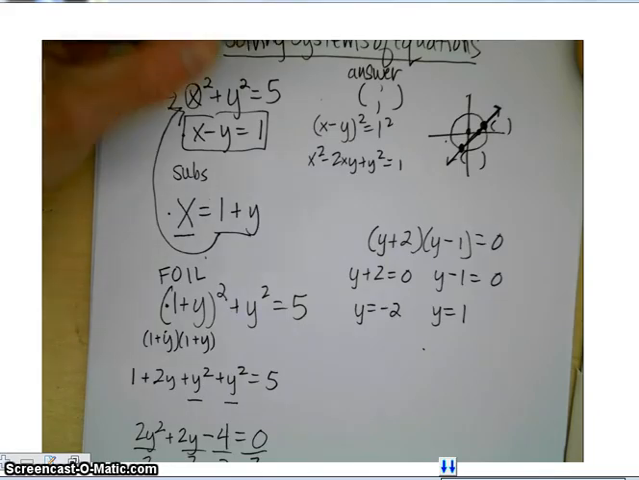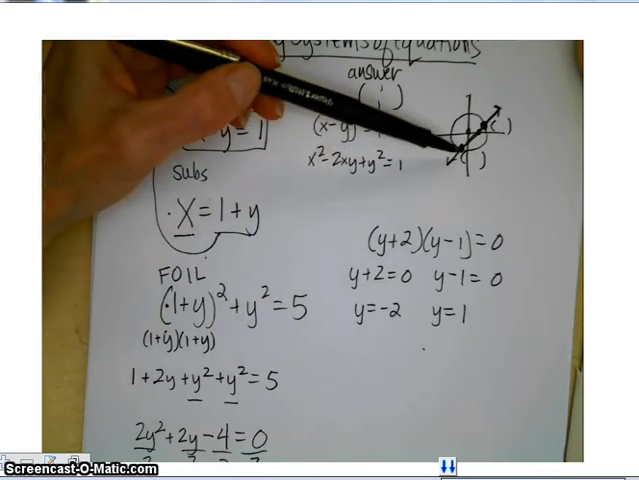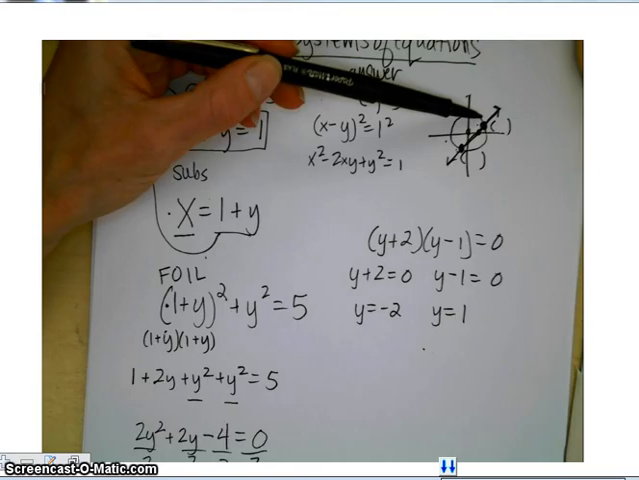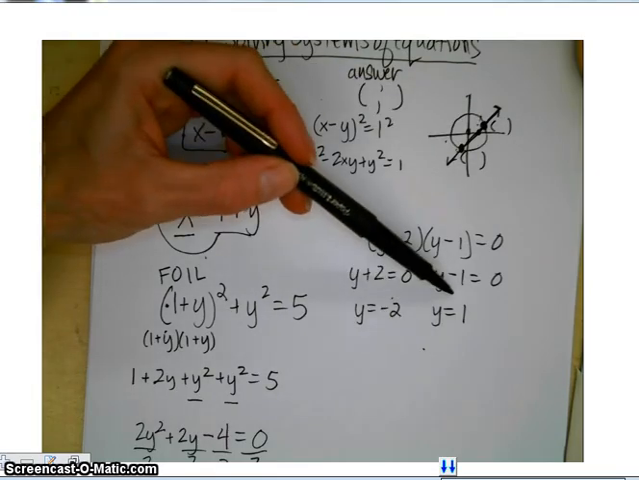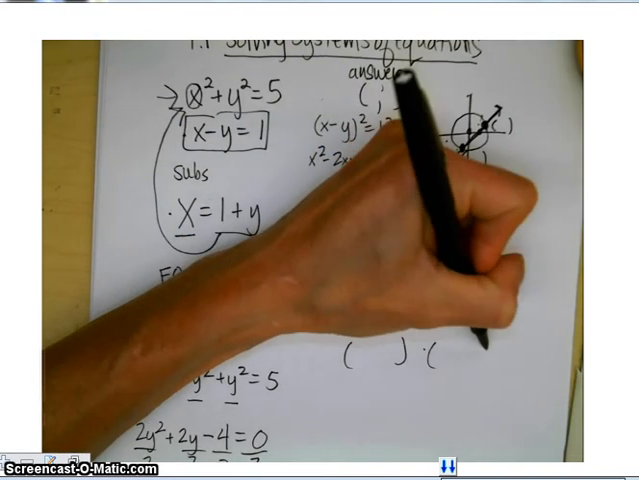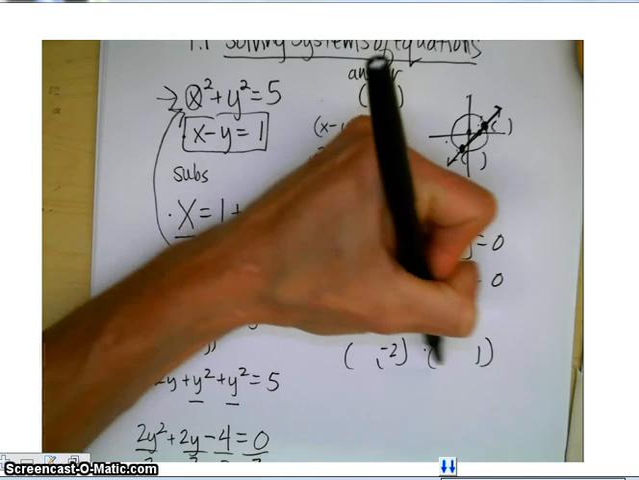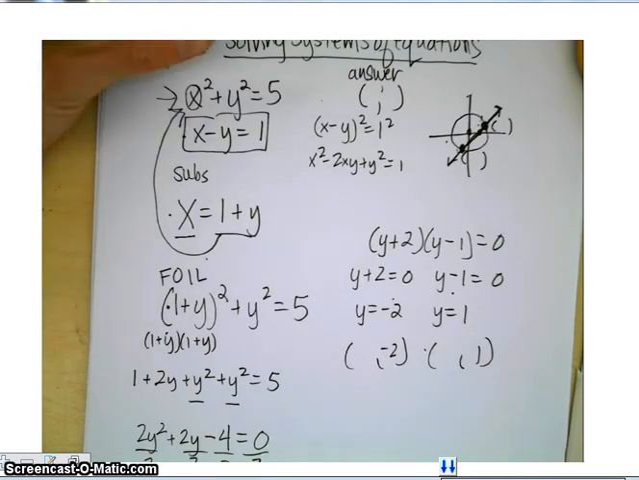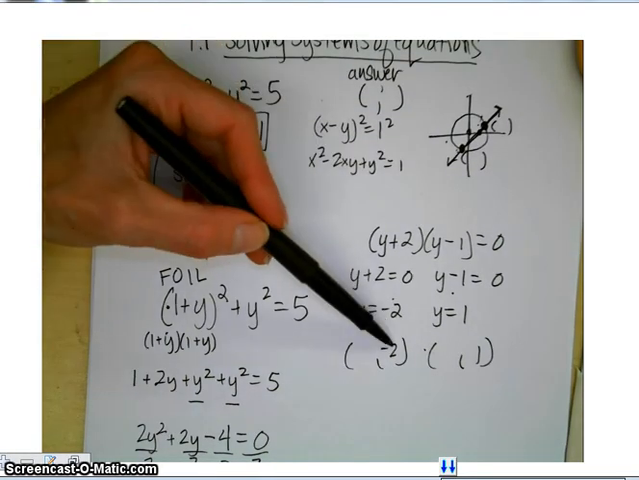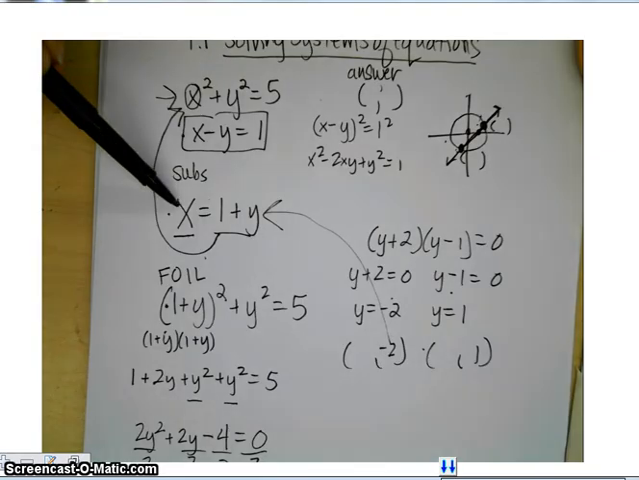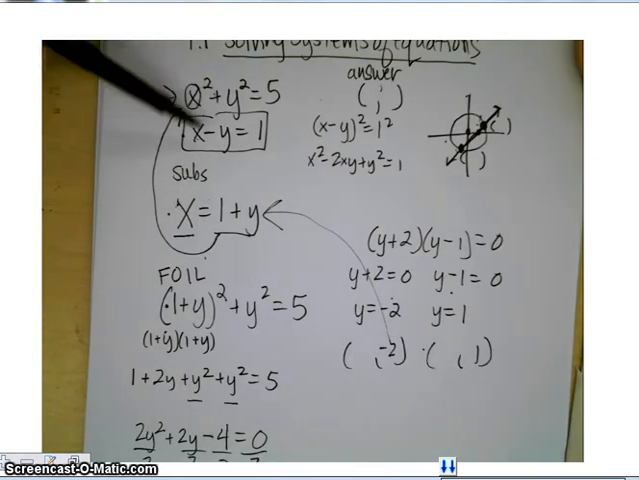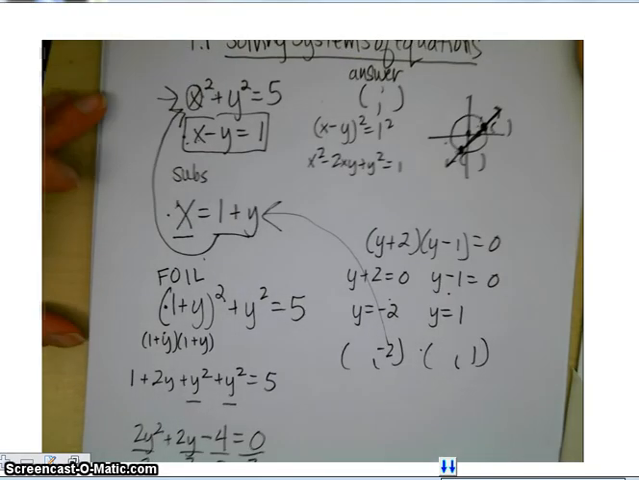Okay, yes. Now, didn't we already say that we should have 2 ordered pairs? Yeah. Are we going to have 2 ordered pairs? Yeah, we have 2 y values. So these are the y values of my ordered pairs. I need the matching x values. So all I have to do is put these back into one of the original 2.